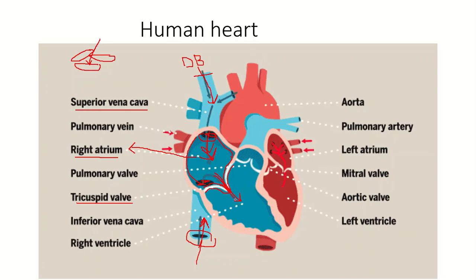Okay, so when blood leaves, the valves will close. It means they will not allow the backflow of the blood. After entering into the ventricle, the muscles will contract and exert a pressure, and then this blood will enter into the pulmonary trunk.